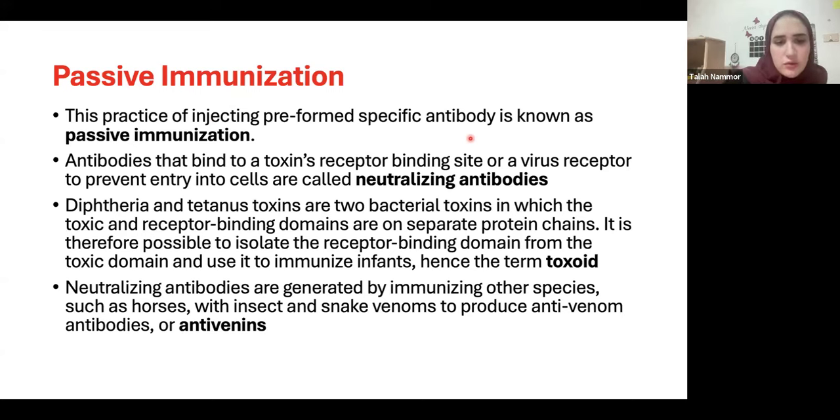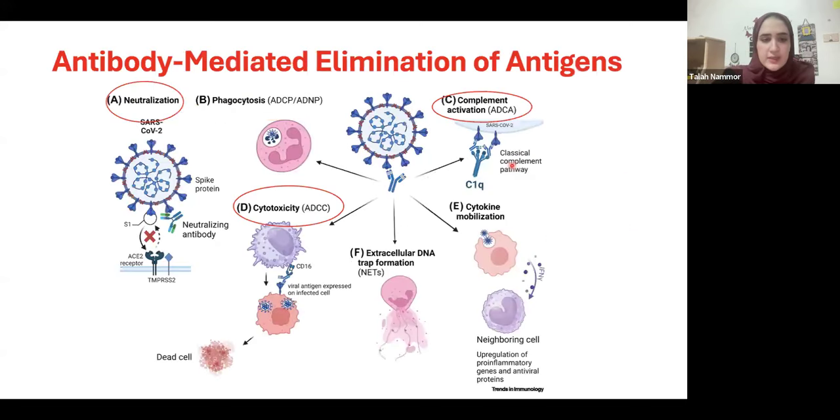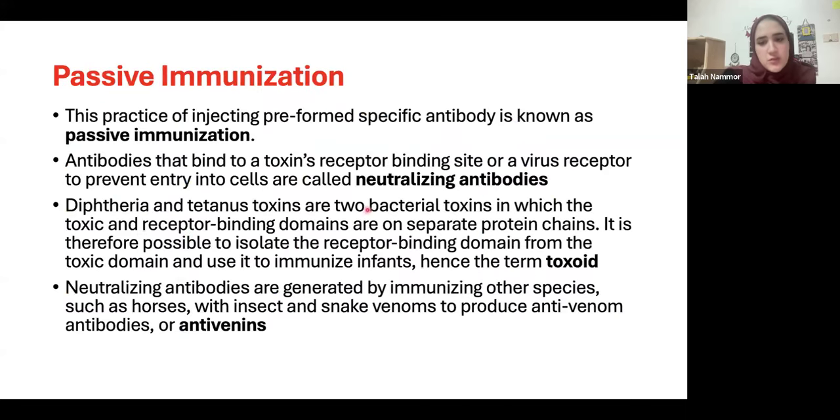Antibodies that bind to a toxin receptor. So we have these passive immunizations, and we have different kinds. We have something called neutralizing antibodies. Remember how we said one of the ways antibodies eliminate antigens is by neutralization. It basically just binds to it and tells it to shut up. So these antibodies will bind to the antigen and shut it off.